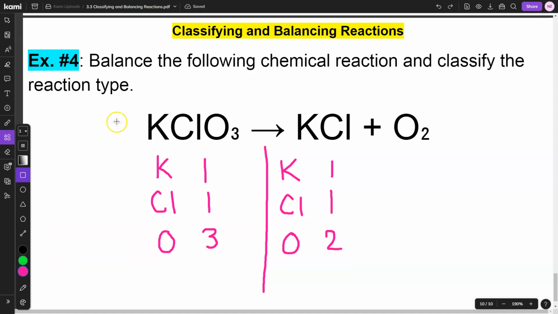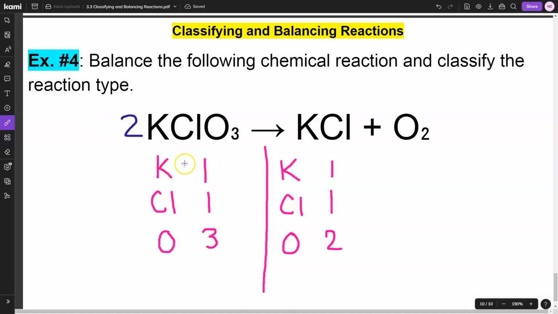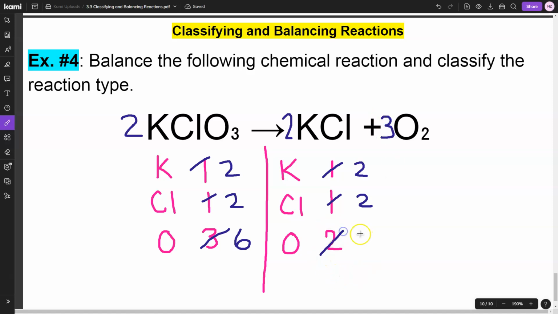So let's get 6. So to do that, let's put a 2 in front of our compound on the left-hand side. 2 times 1 makes this a 2. 2 times 1 makes this a 2. 2 times 3 makes that a 6. On the right-hand side, I need to get 2 for potassium and chlorine, so let's put a 2 here. So these both become 2. And now to get our 6 oxygens, I'm going to put a 3 right here.